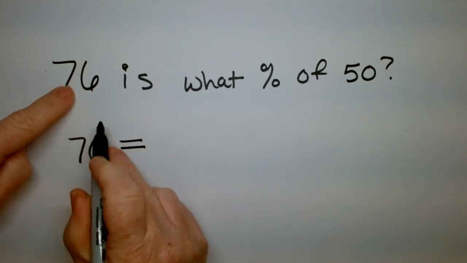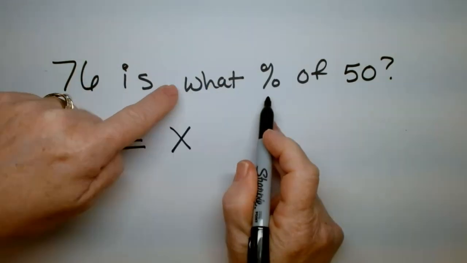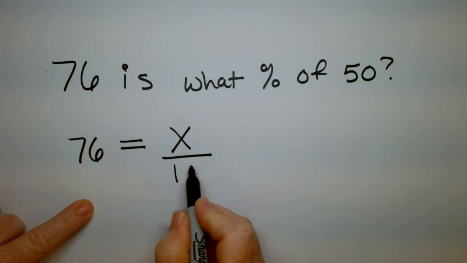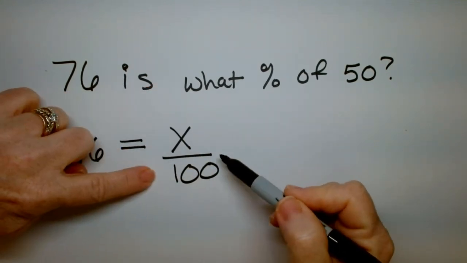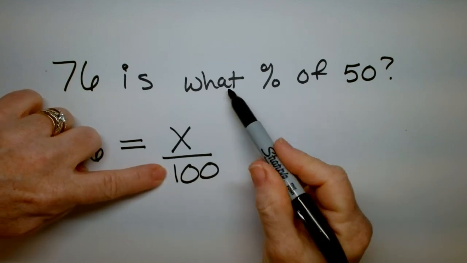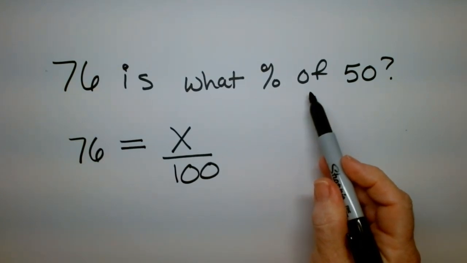What, 76 is what? So you put an X there because we don't know what this is. What percent? Do you see how this is translated to what percent? X over 100? I know it's going to be over 100 because it's percent, but I don't know how much, okay? Of, what is of? Show me with your arms.